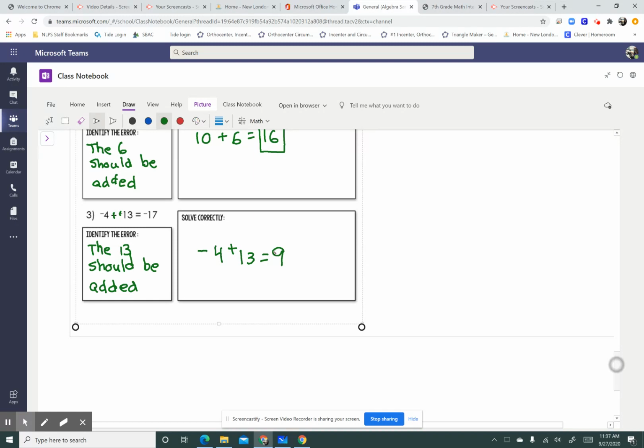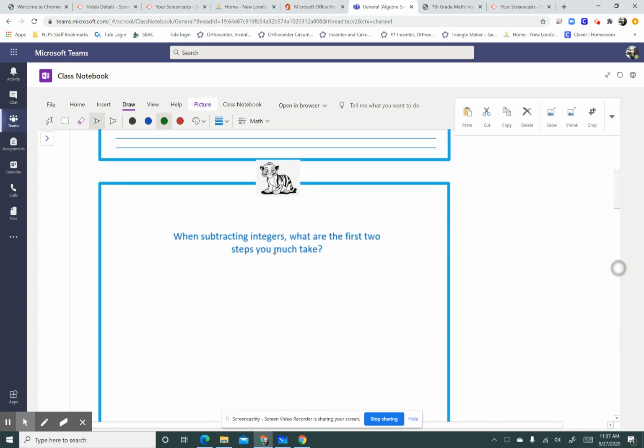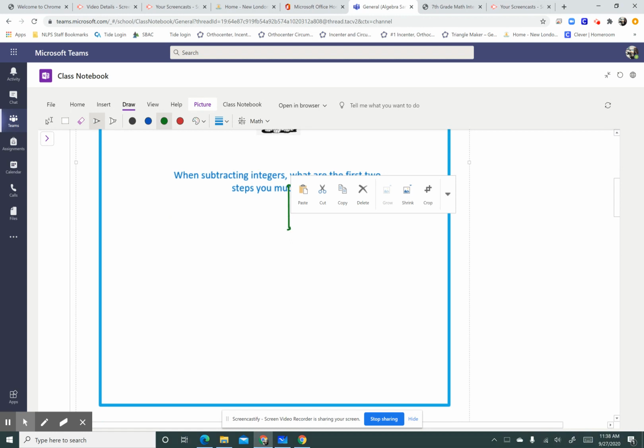At this point, I want you to go back to your exit ticket. Which asks, when subtracting integers, what are the first 2 steps you must take? Oh, looks like I have an error there. So the first 2 steps you must take are, number 1, you should change the subtraction to an addition sign. And the second step is change the sign on the second integer. So that's our lesson for today. Work hard, get lots of extra practice, and you'll be great.